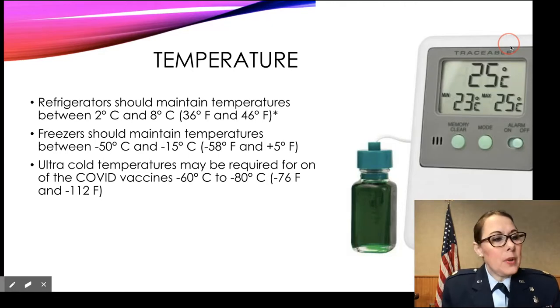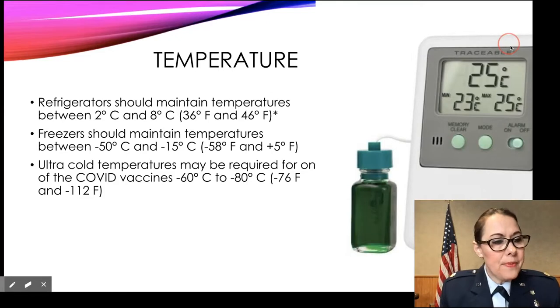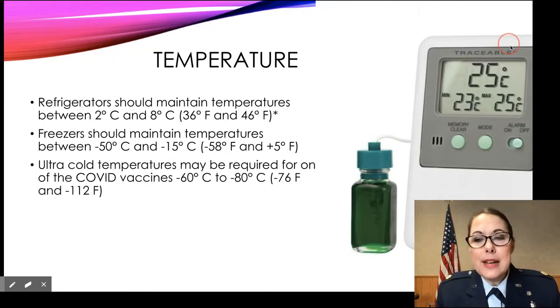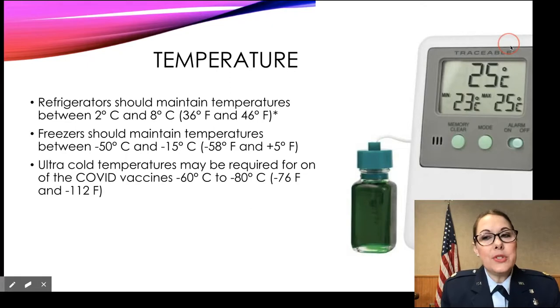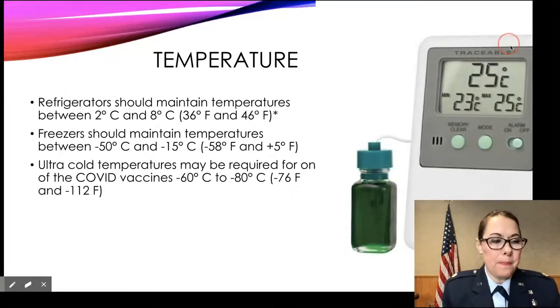Now, when we are recording and maintaining these temperatures, there's a couple of things that we need to know. So one, you want to always make sure that you are using a digital data logger. And that's what you're seeing right now on your screen. And that shows a minimum temperature, a maximum temperature, and the accurate temperature. It should also have an alarm system on it.